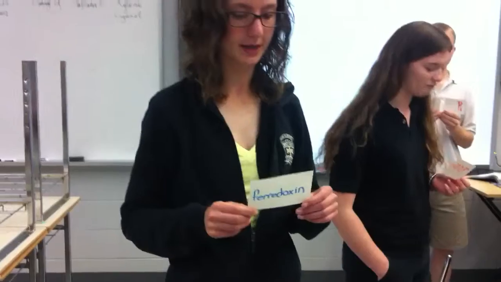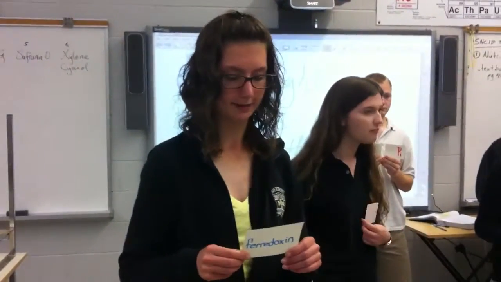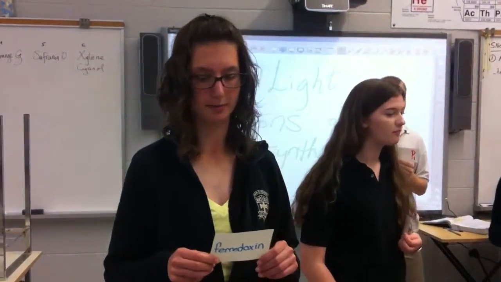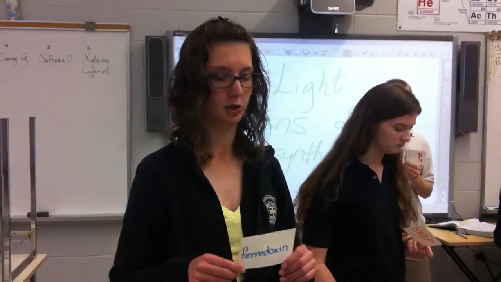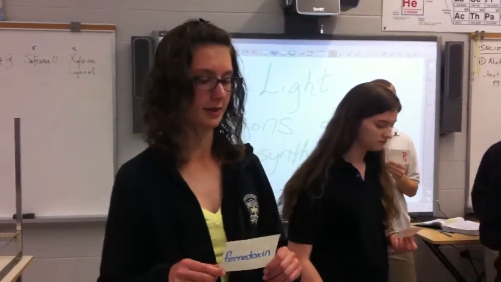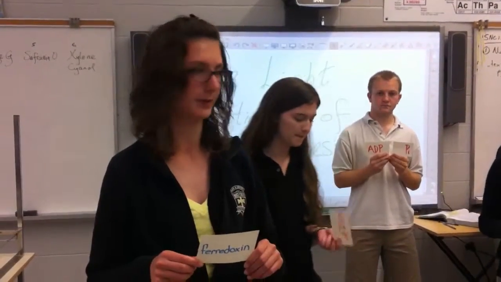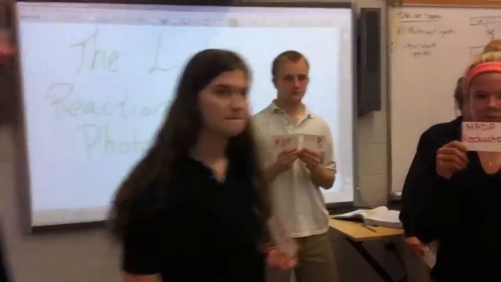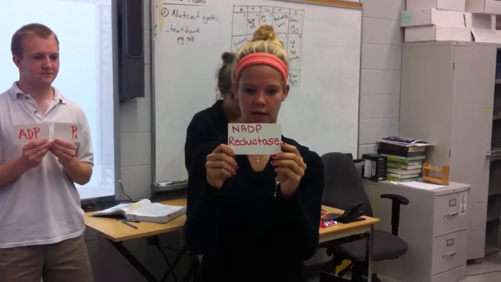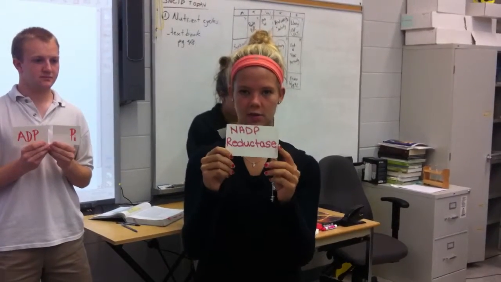I'm ferredoxin, and I take the 2 electrons that I get from photosystem 1, and I slide them over on the stroma. I'm in the stroma, and I slide them over to the NADP reductase. Okay, cool. And who's that? Hey. I am NADP reductase. I use 2 electrons and proton ions from the ferredoxin in the stroma to reduce NADP plus to NADPH.